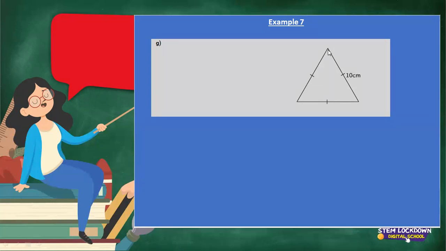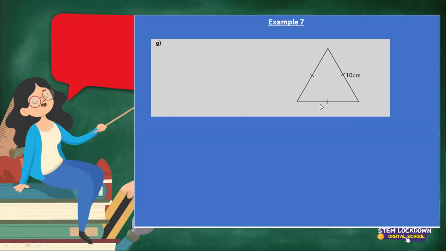So when you create your height that goes vertically like that, there's going to be 5 and 5, and there's going to be 10. So with your 10 here and your 5 here, you can find the value of your height using the theorem of Pythagoras. It's 10 squared minus 5 squared to give you your height squared. So 10 squared is 100, 5 squared is 25, 100 minus 25 is 75. So your height is the square root of 75.